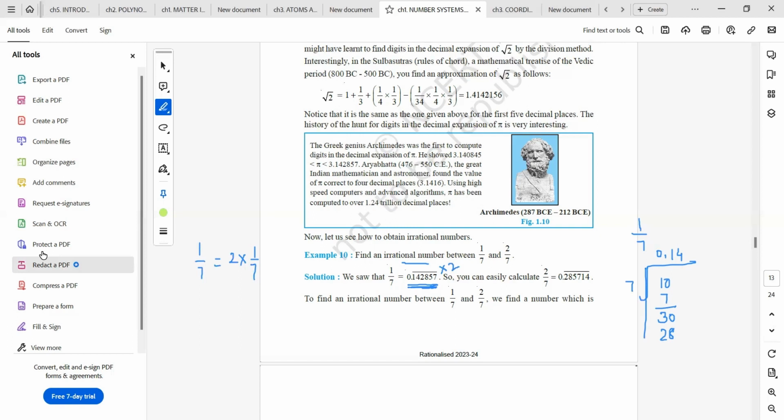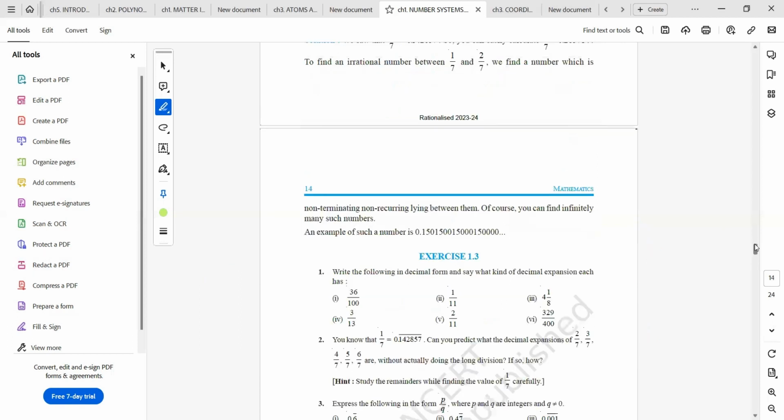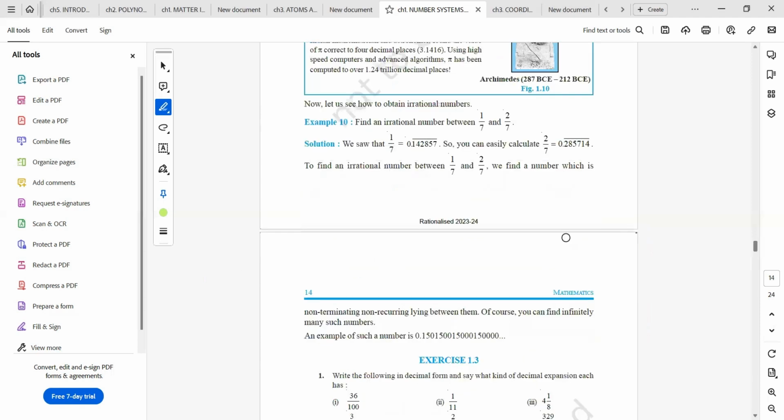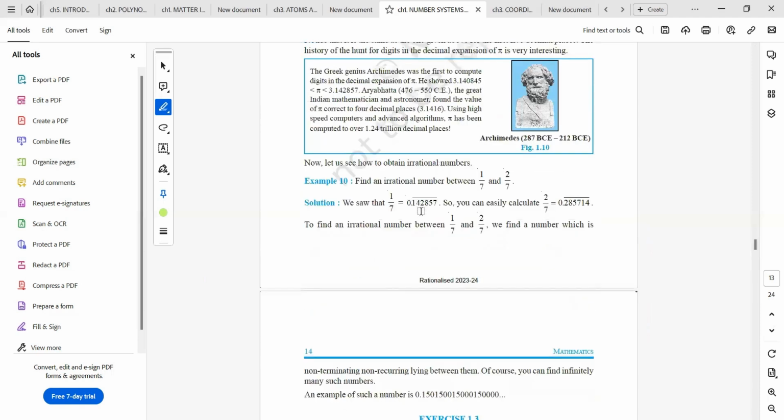So how do we continue? You can find any number between these two decimal numbers. Like this is 0.142 and this is 0.2857. So you can take any number between 0.14 and 0.28. It may be like 0.18 something, it may be 0.15 something, it may be like 0.20 something. All these values will lie between these two numbers. Clear? If you have any doubt, please ask.